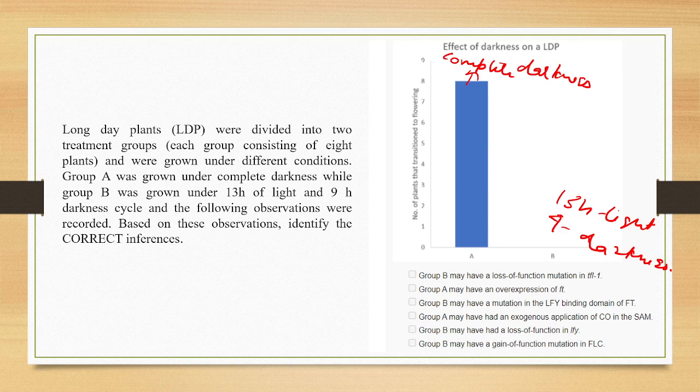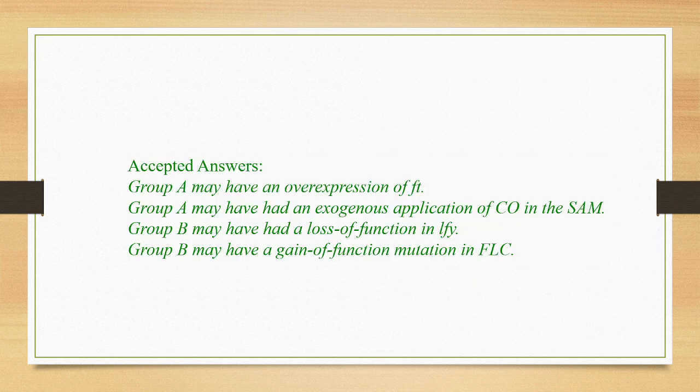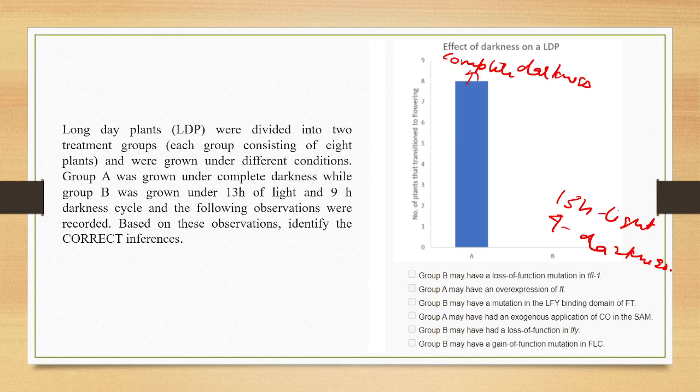So the first statement says that group B may have had a loss of function mutation in the terminal flower 1 gene. TFL means terminal flower 1. So is it a correct statement? Yes or no? It's not a correct statement.